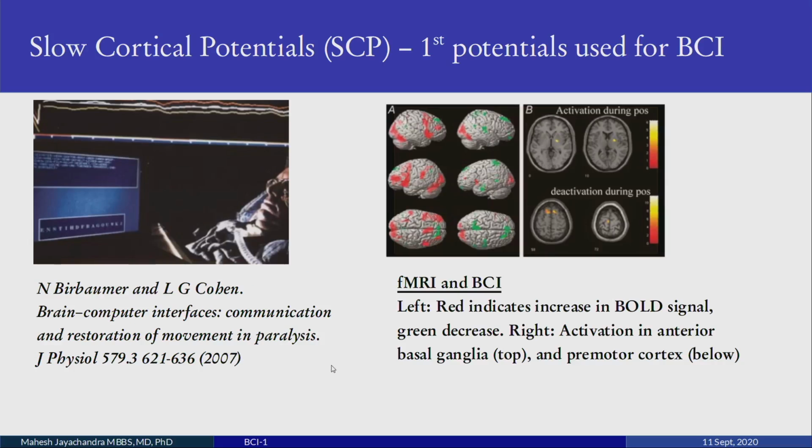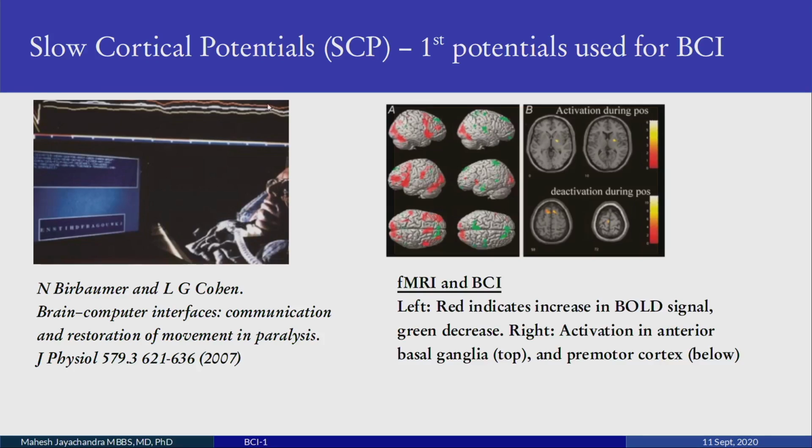Then slow cortical potentials. Now this was actually the first potentials used for BCI by the famous Niels Birbaumer from Max Planck Institute in Tübingen, one of the greats of neurophysiology, cognitive neurophysiology. And they used paralyzed subjects who were quadriplegic, who could not move any of their limbs. And again, it's very painful and slow.